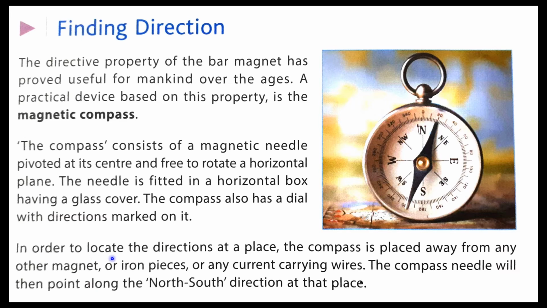In order to locate the directions at a place, the compass is placed away from any other magnet or iron pieces or any current-carrying wires. The compass needle will then point along the north-south direction at that place.